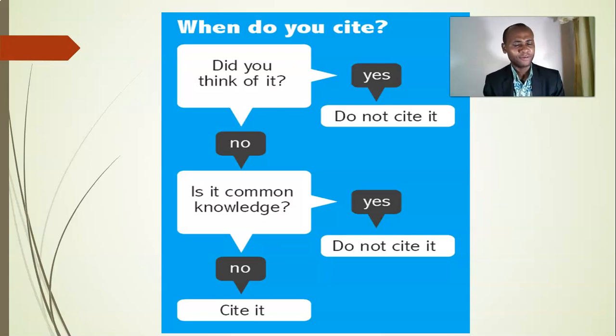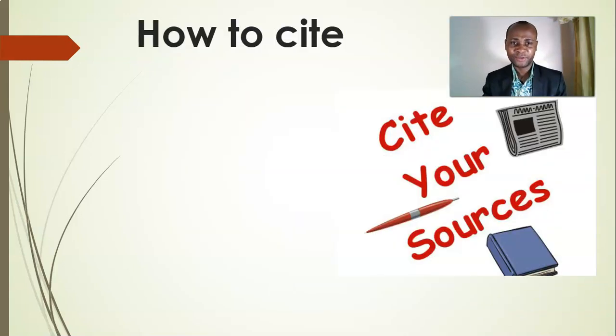But the question is, did you think about it? No, I didn't think about it. Well, is it common knowledge? Oh yeah, it's common knowledge. Then don't cite it. Is it common knowledge? No, it's not common knowledge. Then you have to cite it. So you can use this to guide you when you are confused whether to cite or not cite.